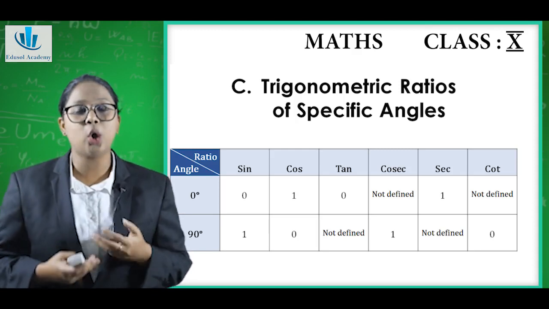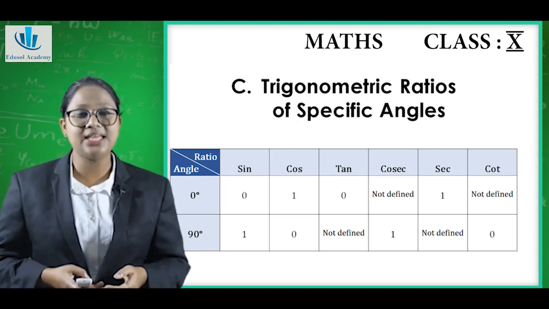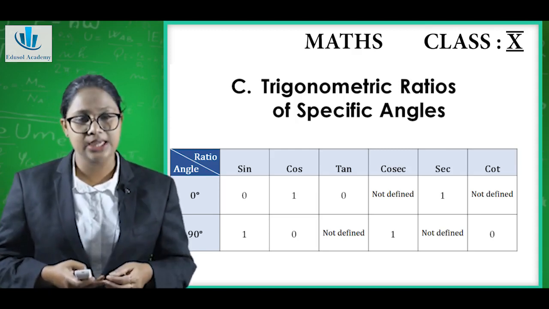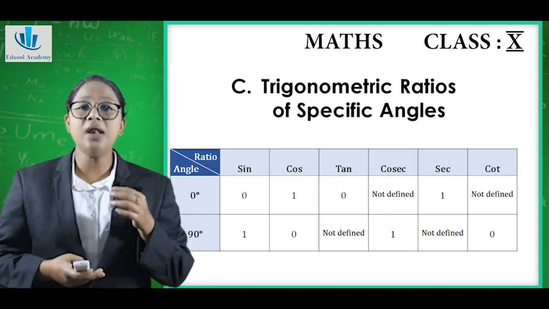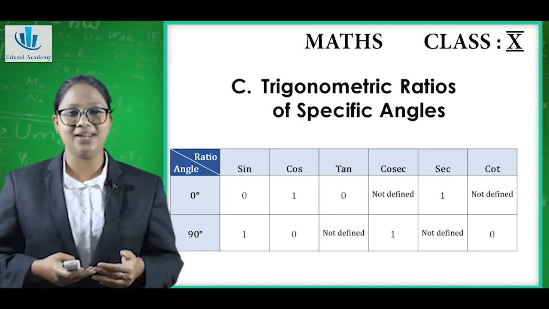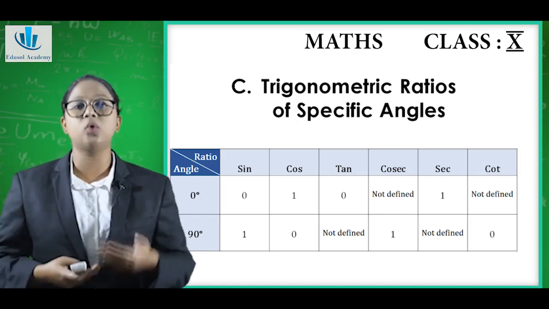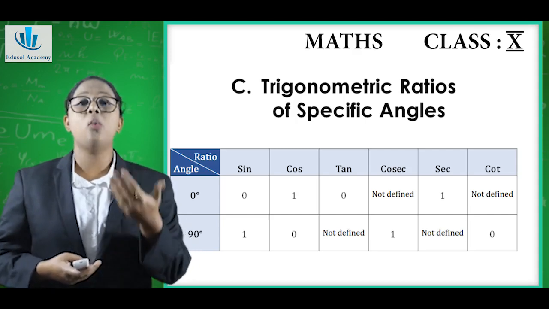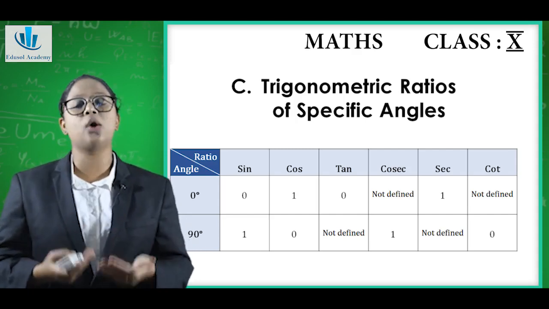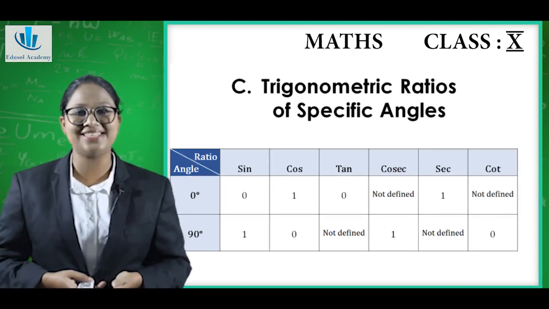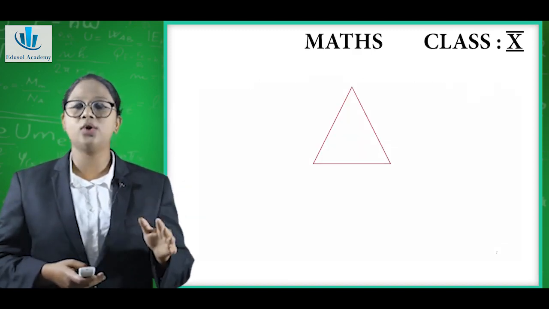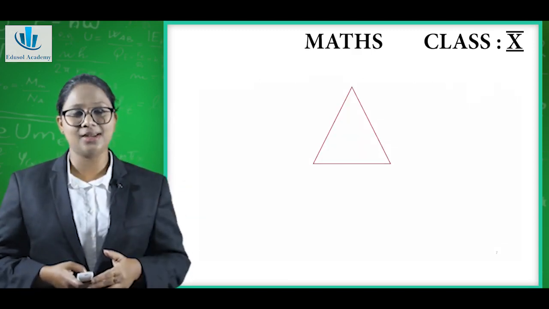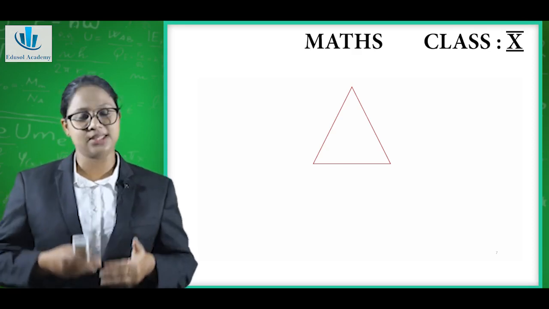Moving on to cot 90. Cot 90 is 1 by tan 90. Now that means it's 1 by infinity. 1 by infinity will give you 0 again. So 1 by 0 is infinity, 1 by infinity is 0. So that's how we got 0 for cot 90. So the 0 and 90 degree part is done. Now we'll move to 30 and 60 degree.